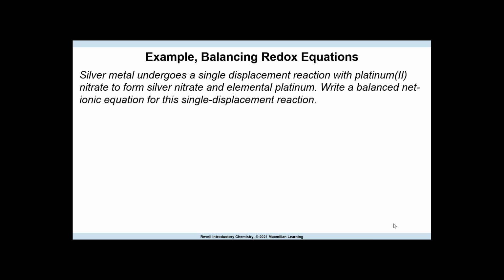So let's take a look at this problem. Silver metal undergoes a single displacement reaction with platinum 2 nitrate to form silver nitrate and elemental platinum. Write a balanced net ionic equation for this single displacement reaction. Let's solve this problem using both of the methods we discussed. First, let's do it by balancing the atoms and the charge in the net ionic equation.